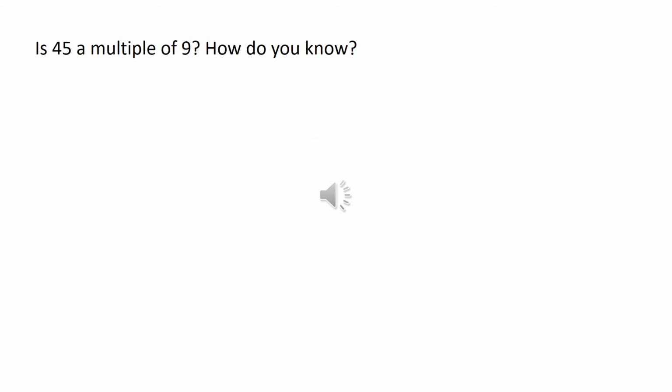Okay, our final reasoning question before we move on to our next task is: is 45 a multiple of 9? How do you know? And there's a little trick with the 9 times table of working out which numbers are multiples of 9. I wonder if you know it already.